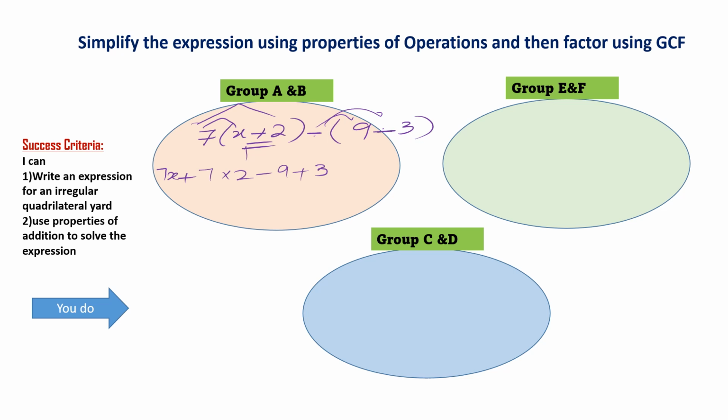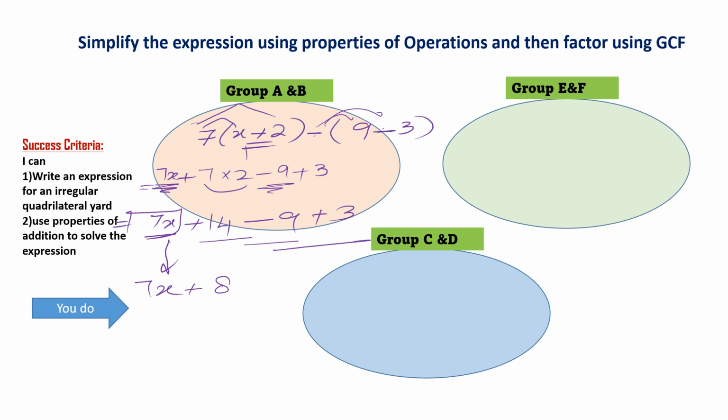Now I have 7x. Okay. I will write plus 7 times 2, 14. Then minus 9 and plus 3. So see, 7x is alone. It has no other partner with the x. So I will write 7x as it is. Then plus 14 minus 9. How much is 14 minus 9? 5. And 5 plus 3? 8. So plus 8.